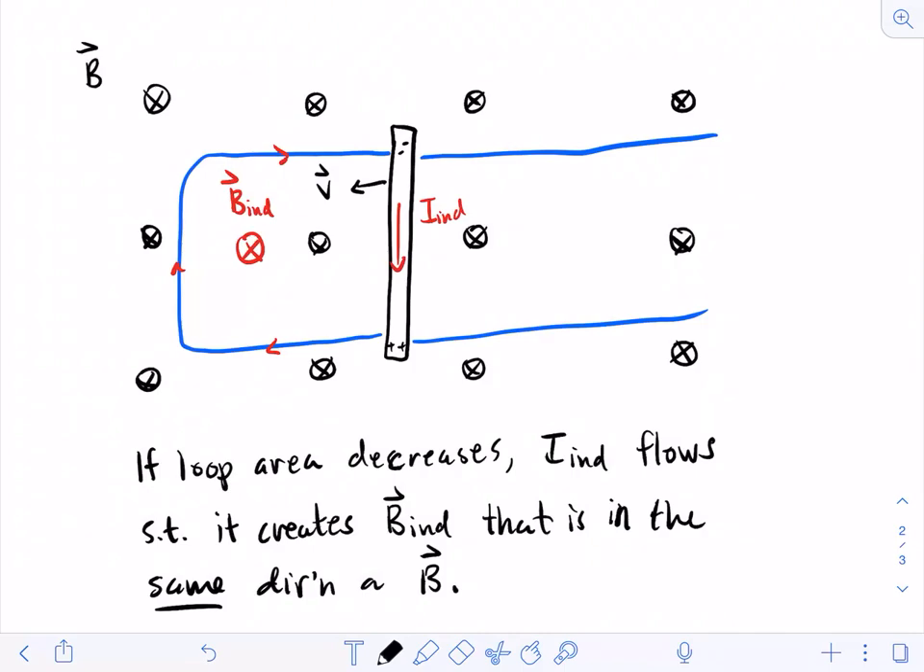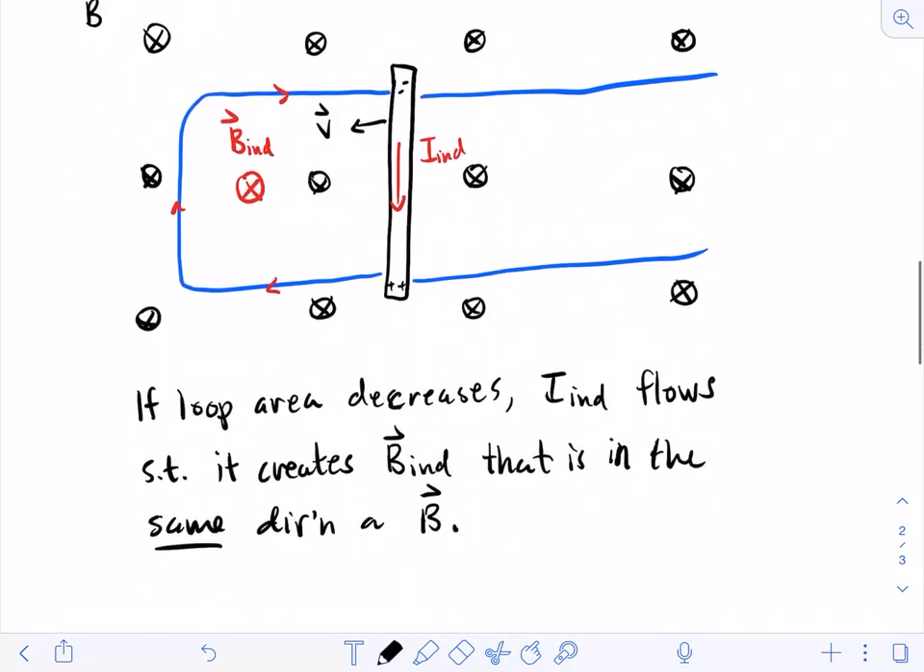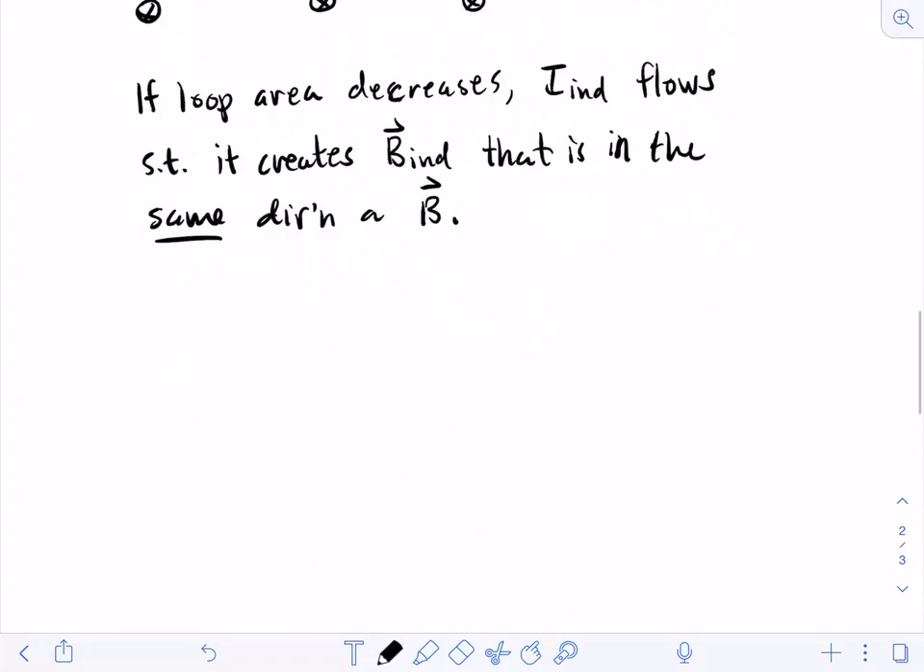Okay, so that's one observation that we've already made. Maybe we didn't think about it in terms of the direction of the induced current, but this is motional EMF, which is a problem that we thought about already. So let's think of another possible experiment.